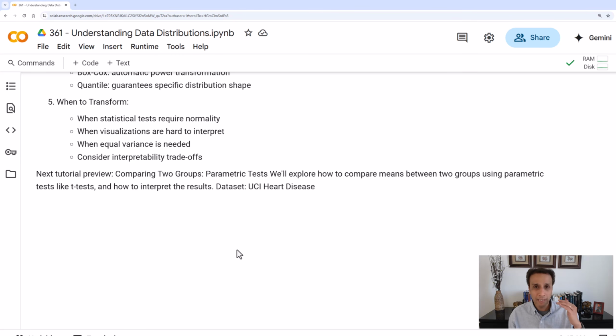The key point, again, I want to end by saying that in the next tutorial, we are going to move on to actually comparing two groups. So far, we looked at various attributes within one data set. Now, let's say you have two groups of data that you are trying to compare. What type of parametric tests? This is where we'll compare means between two groups, using tests like t-tests, and how to interpret the results. And for that, we are going to go back to the UC Irvine heart disease data set.